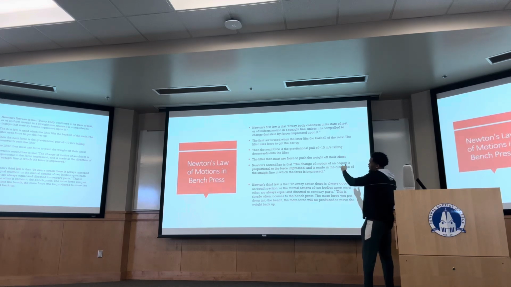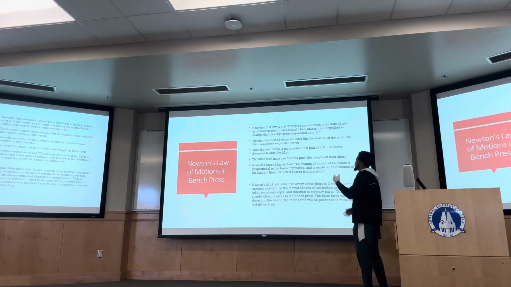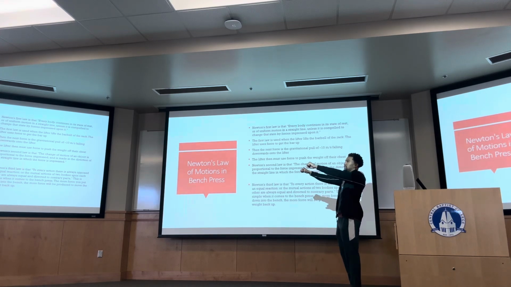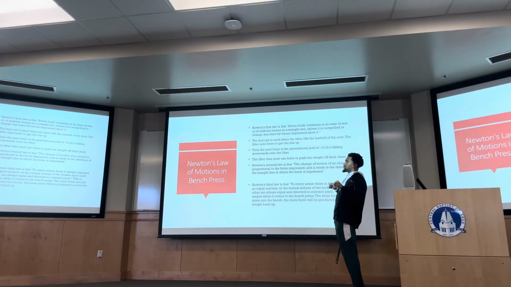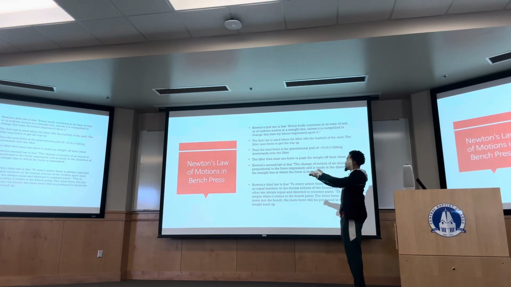Then the next force is the gravitational pull of about 10 meters per second squared, falling downwards on the lifter. So gravity is pushing downwards on the lifter as the weight is lowered, and then the lifter must put force back on gravity and the weight to push the weight off their chest.